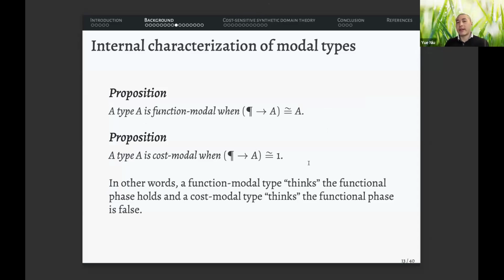In particular, a type is function modal exactly when the function type out of this intermediate proposition, or function phase proposition, is equivalent to the type itself. And similarly, a type is cost modal when it is trivialized in the functional phase. So a function modal type thinks the functional phase holds, and a cost modal type thinks that the functional phase is false.